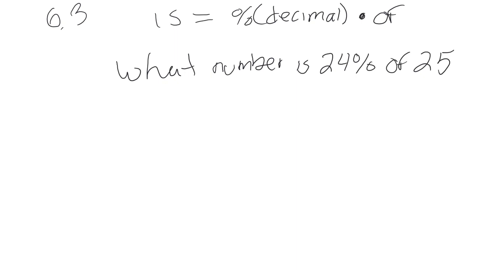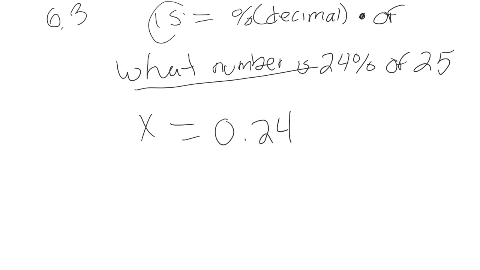Okay, so when doing this one, we're looking for what number is. We're looking for our is. So that's our variable. 24% as a decimal is 0.24. And multiply that by our of, which is 25. All right. You would end up with 6.